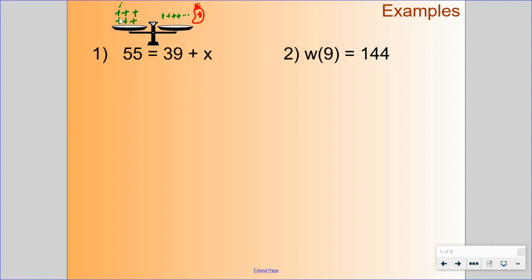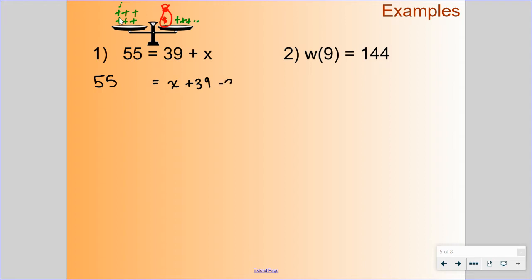One thing that I would like to do is to change the order of the X and the 39. Now that's not going to change really the, allow me to erase that. If I were to put that money bag right here and move over the 39, you'll notice that that scale is still going to be balanced. It's still the same quantity on each side. We have 55 on one side, we have 39 on the other. But now we have an equation that we know how to solve.